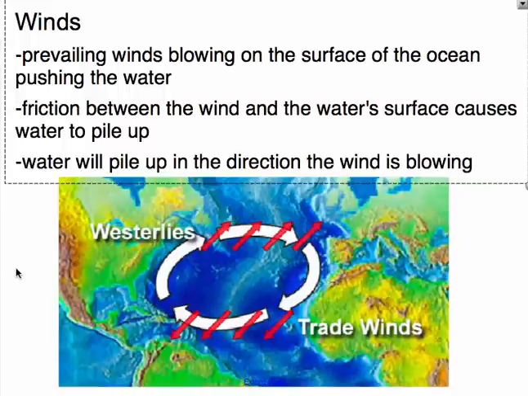The second thing is winds. We've talked a lot about prevailing winds. Well, these help out by blowing on the surface of the ocean, and it pushes the water. So the wind blowing along the surface creates friction, and this actually causes the water to pile up. It pushes the water in the direction that the wind is blowing. You can see here in this picture the westerlies or the southwesterlies and the northeast trade winds, how these work together along with the Coriolis effect, and they create this circular motion out in the Atlantic Ocean. They call this a gyre. We'll talk about those in just a little bit.